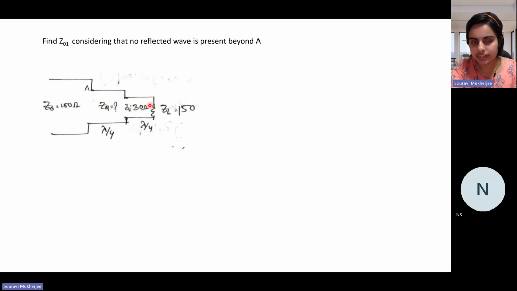And then finally, you also know the characteristic impedance of this section of your circuit. You know the load impedance. So the load at this end is given as 150 ohm. And you also know that the transmission line length of these sections is given as lambda by 4. You have to find Z01, that is, the characteristic impedance of this section, keeping in mind the fact that there is no reflected wave beyond this point A.